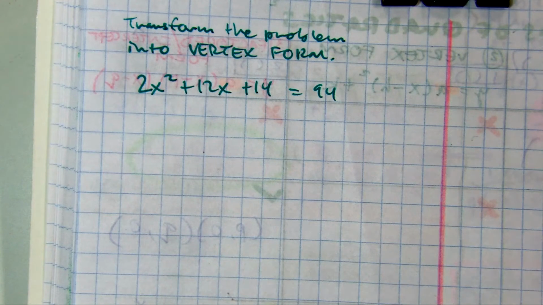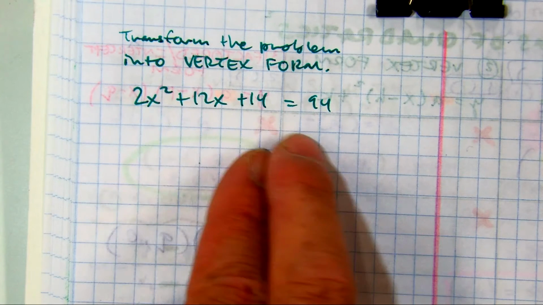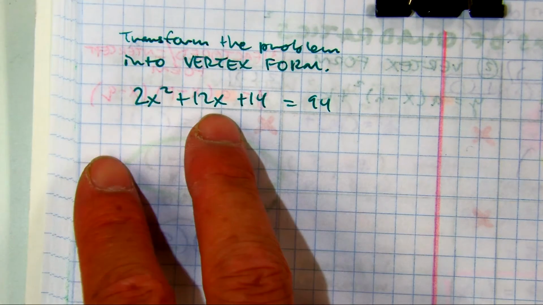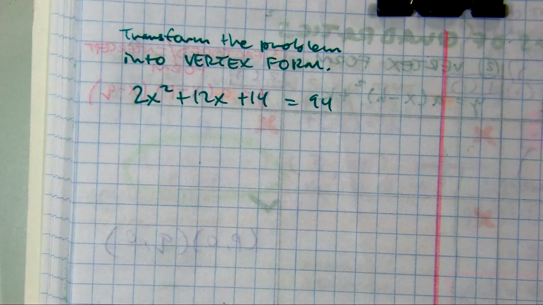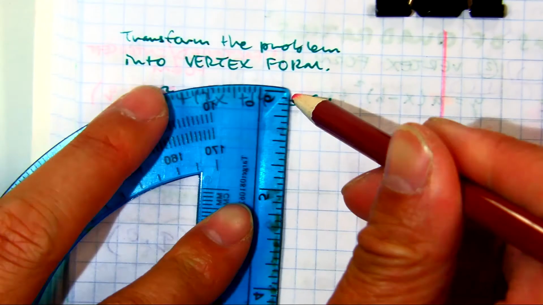Problem, we're going to transform this quadratic into vertex form. Now this looks something like what form? Standard. How did you know standard form? It's quadratic and no parentheses, right? So let's actually make it standard form.